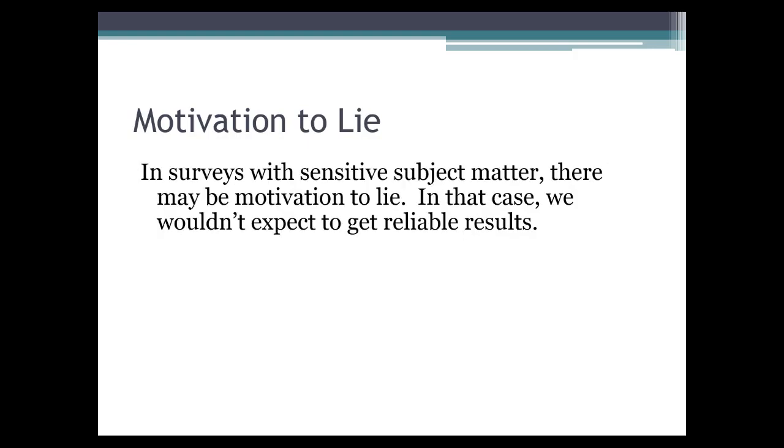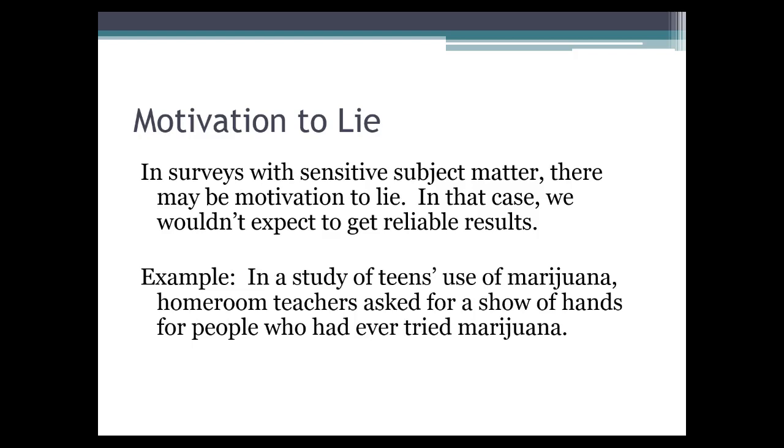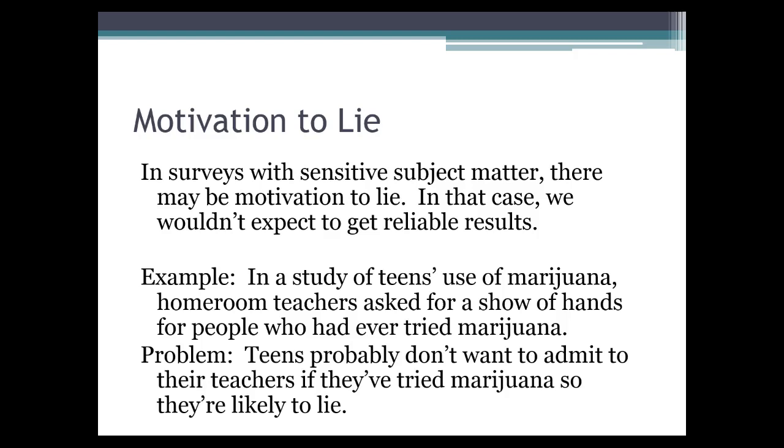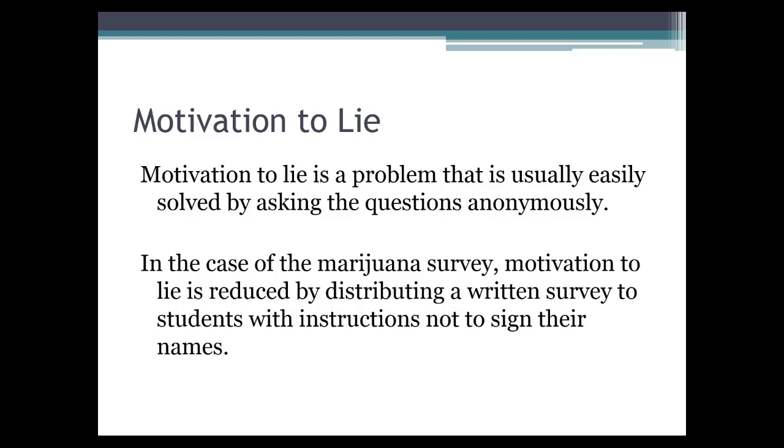Let's look next at motivation to lie. Surveys sometimes are trying to get information about something that's very sensitive, like income or illegal behavior. In this example, I heard about this one time. I don't know if it's true, but I heard that homeroom teachers were told to ask their middle school students for a show of hands for who had ever tried marijuana. That's motivation to lie. They don't want to admit to their teachers if they've tried marijuana. On the other hand, they might want to brag in front of their friends even if they haven't. So it's hard to tell which way that would go. Motivation to lie is pretty easily fixed. You just ask the questions anonymously.